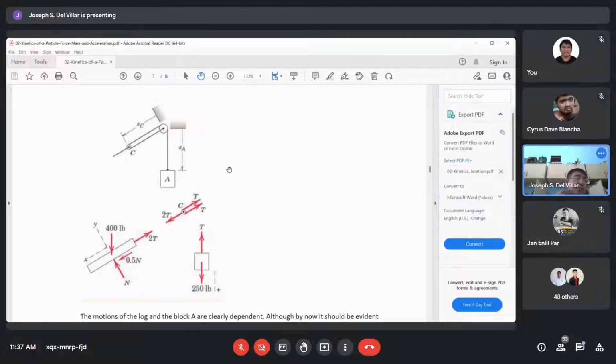Okay. So basically, what we did there is isolate. We isolated the free body diagram of the lag, and we also isolated the free body diagram of the concrete block. Okay? And in between them, the pulley.